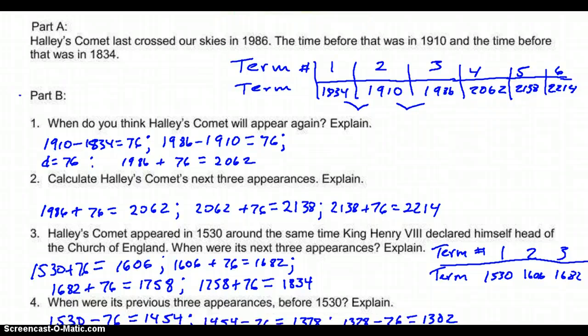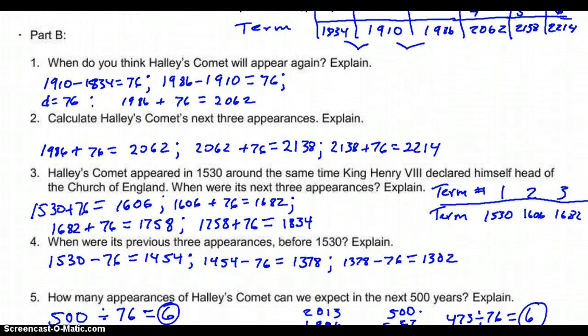Okay, let's move along. It says the comet also appeared around 1530. If you'd like to read about King Henry VIII, you can go right ahead. That's enough information for me. It asks for the next 3 appearances, and explain. Looking at 1530, I've already come up with the common difference: every 76 years. So all we need to do is add 1530 plus 76. That's going to give us 1606.